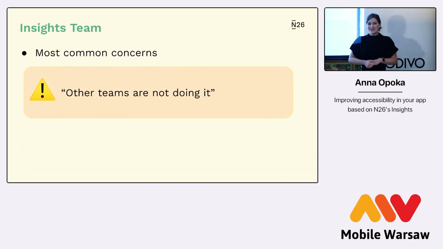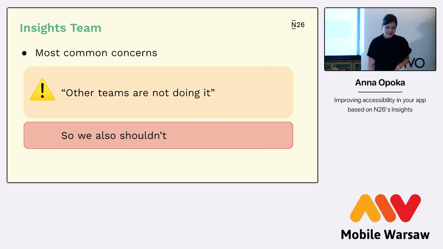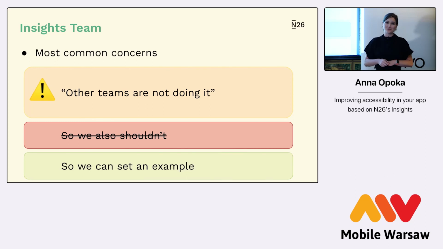Other teams are not doing it is something that I heard super often in my team when we started pushing more for accessibility. And I like this sentence because we can look at it in two different ways. One is, other teams are not doing it, so we also shouldn't. And the other one is, other teams are not doing it, so we can set an example, we can share our knowledge, we can make it more common in the company to have this process. And it's really up to you how you decide to see it.